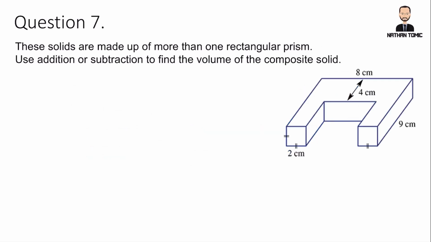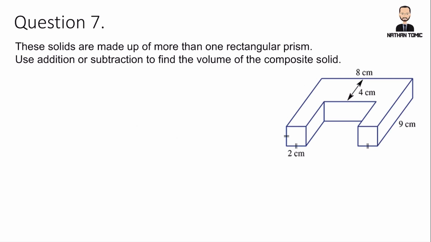Pretty big number. Now, question 7. These solids are made up of more than one rectangular prism. Use the addition or subtraction methods to find the volume of the composite solid. So this is taking into account the ideas we've just learned about volume, and also what we've previously learned about the ideas of composite shapes, and we need to use both of those skills together to try and solve this.